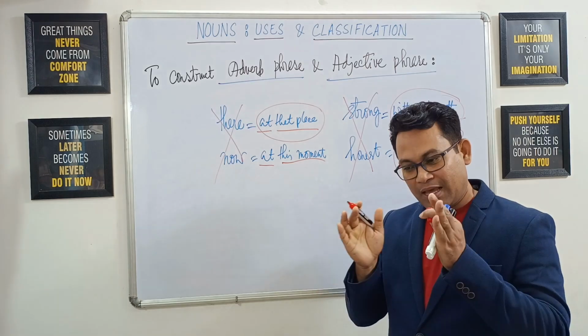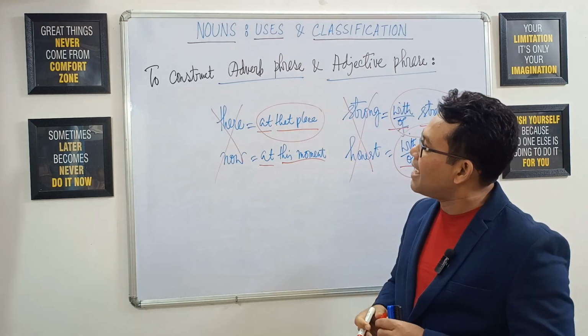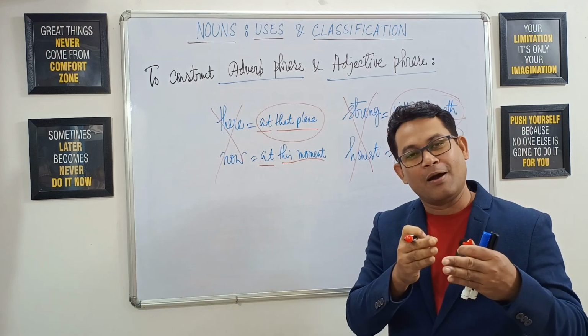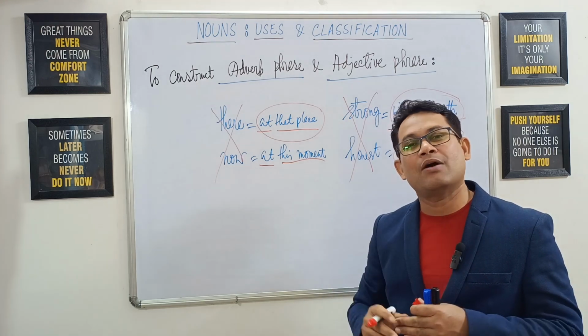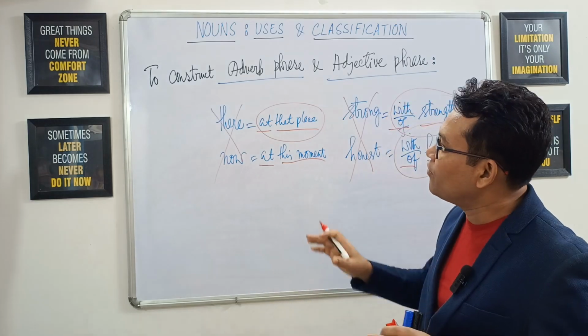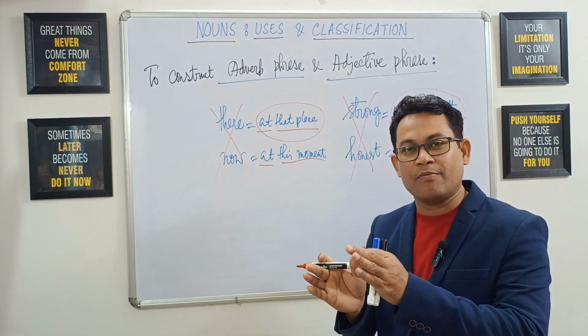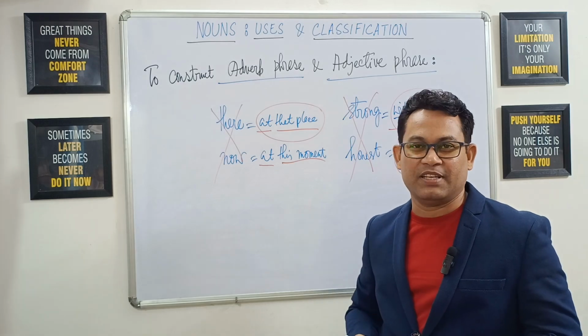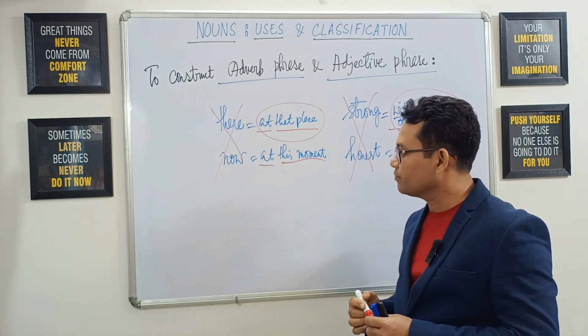In other words, in order to frame an adverb phrase or an adjective phrase, we have to have a preposition and then a noun or a noun phrase. So that's the most important use of nouns, apart from their use of, say, subject or object in a sentence.